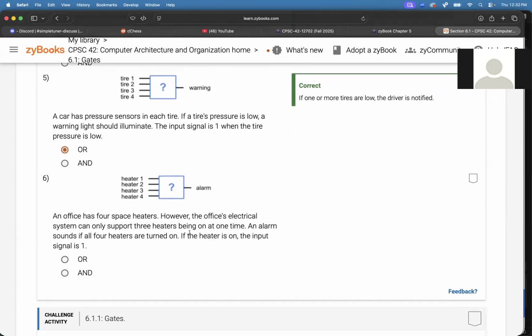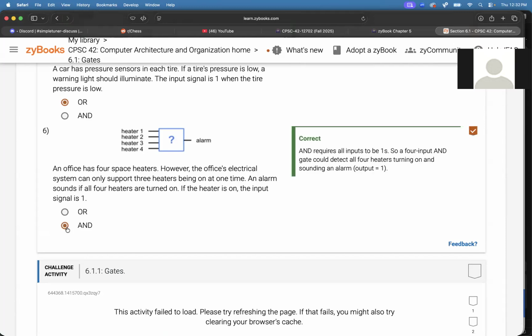Office has 4 space heaters. The office electrical system can only support 3 being on at one time. An alarm should sound if all 4 are turned on. So all 4 would be heater 1 and heater 2 and heater 3 and heater 4. So that sounds like an AND.